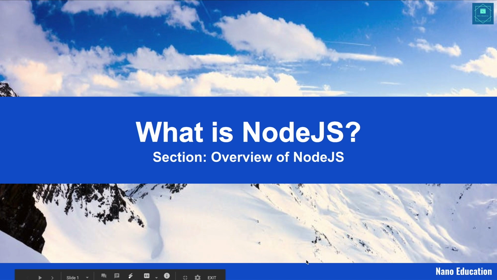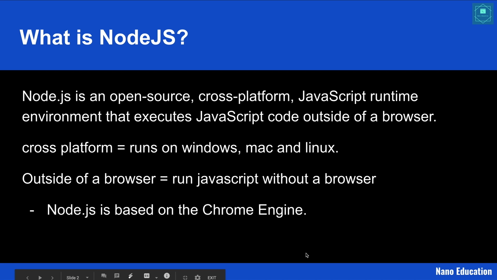Section about overview of Node.js. In this section, I will try to answer the question, what is Node.js? Now, Node.js is an open source, yes, it's free, cross-platform, yay, it can run on Windows, Mac, and Linux, JavaScript runtime environment that executes JavaScript code outside a browser. Finally, I don't have to use Microsoft Edge or Internet Explorer or even Google Chrome. So, outside the browser means that it can run JavaScript without a browser.